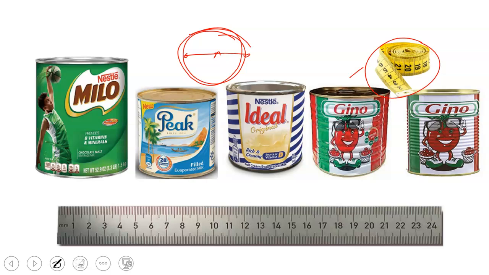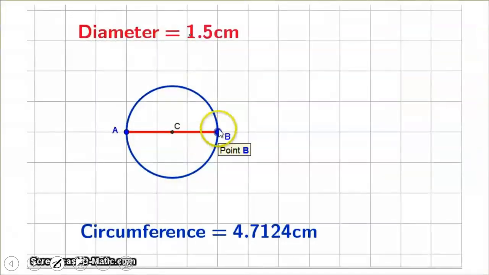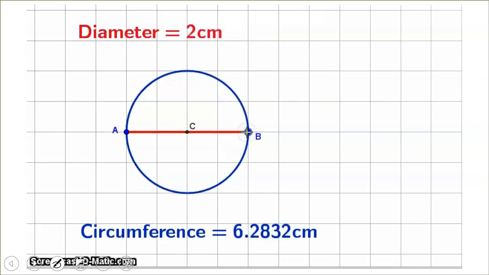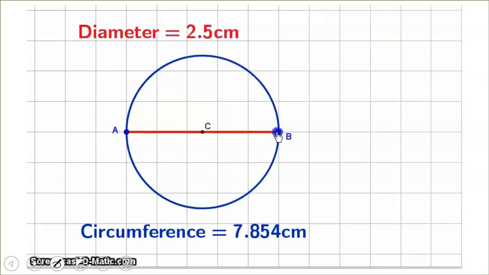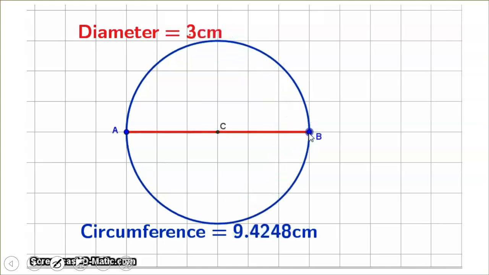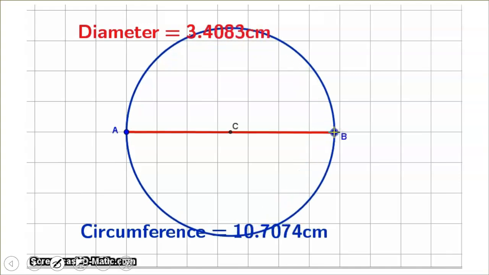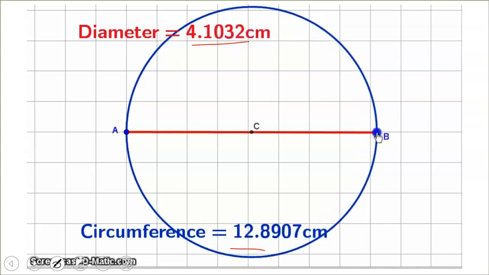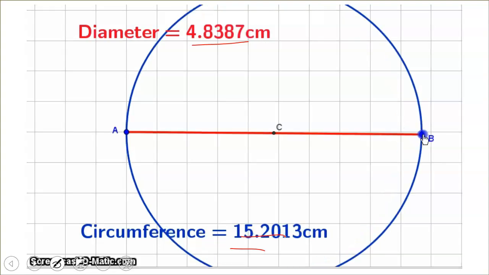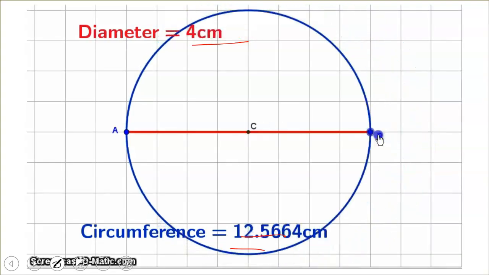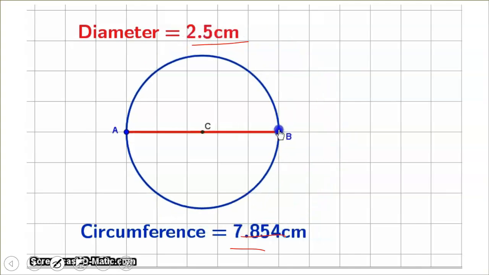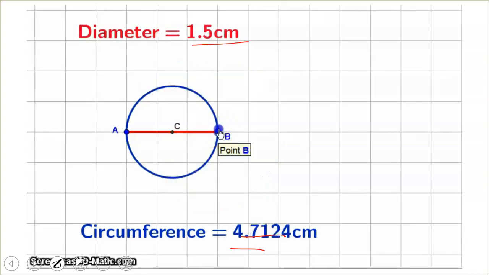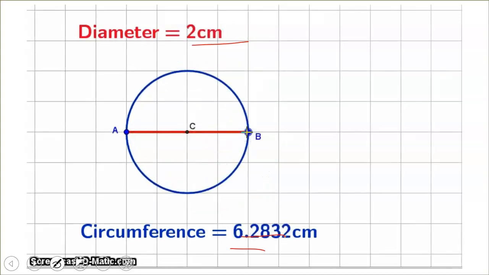Good. Now I'm going to use GeoGebra to help you create different types of circles with their circumferences and diameters. So here you can see that I have a circle. When the diameter is 3, the circumference is given over there. And when I increase the diameter to, let's say, 3.8, the circumference also increases. So I can generate, in fact, thousands of values for a particular diameter and its corresponding circumference. So for now, we have 2.5, then the circumference is this. If we have 2, the circumference is that.